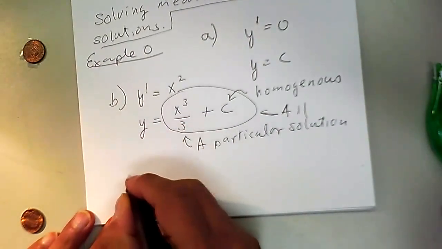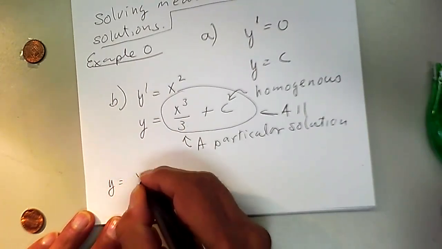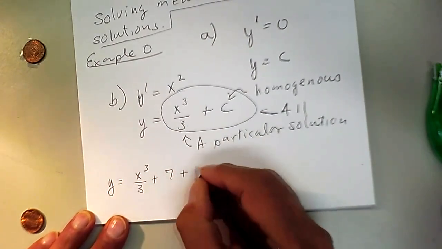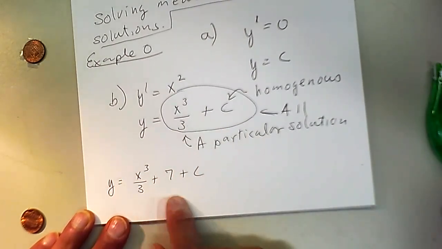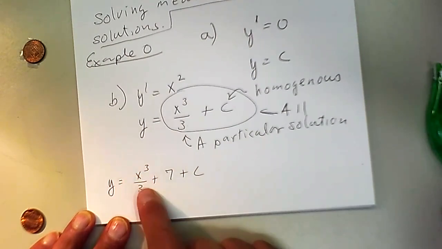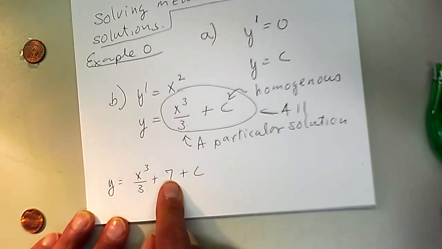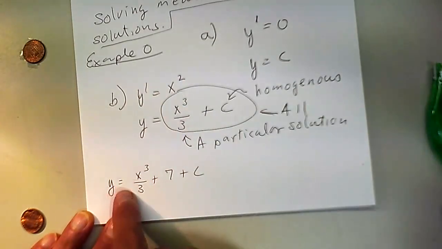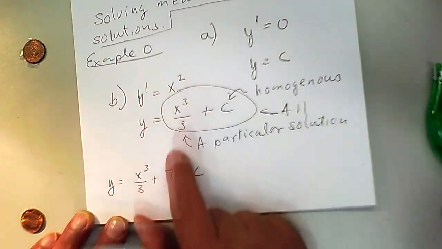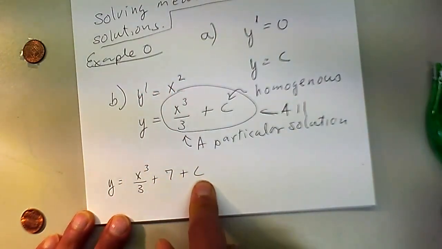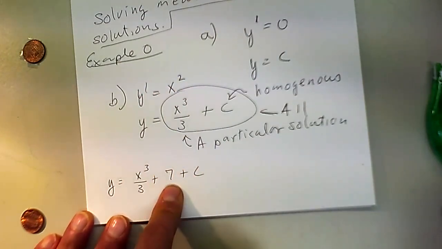So we could have, if somebody said y equals x cubed over 3 plus, I don't know, out of the blue, 7 plus a constant, technically speaking, that is correct, because this is a particular solution. And so when we find the derivative, why is it correct? Because the derivative of 7 is 0. So that is not adding to the problem. When we find the derivative of this, we still end up with y prime equals x squared, because the derivative of 7 is 0, and so is the derivative of the constant. So this 7 is not messing things up.